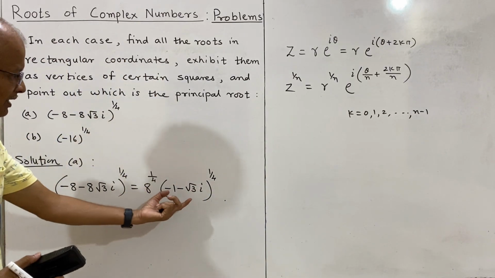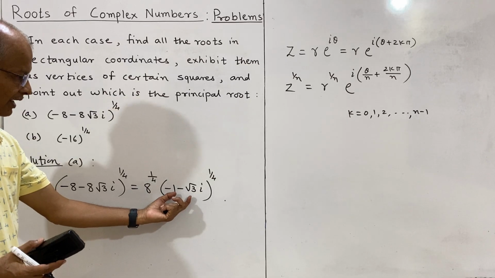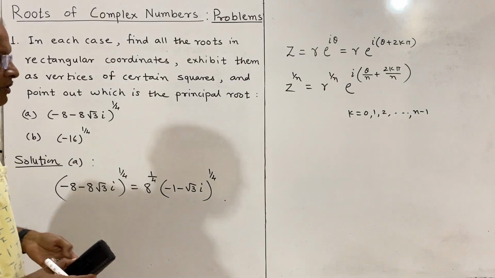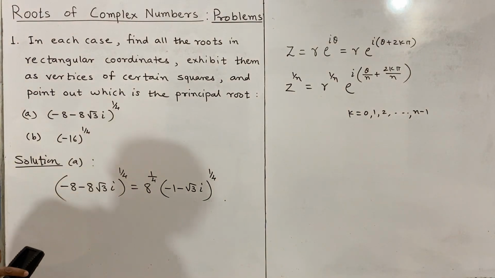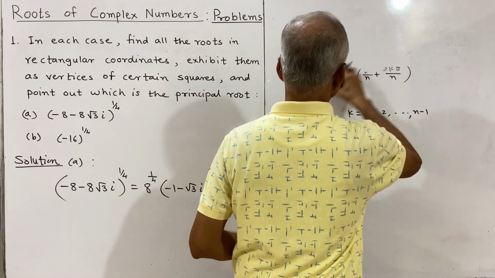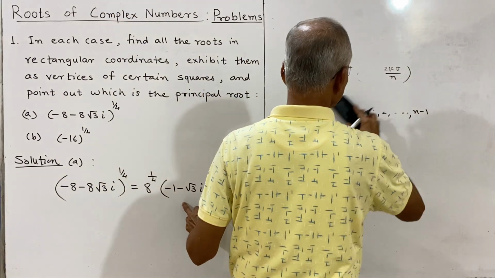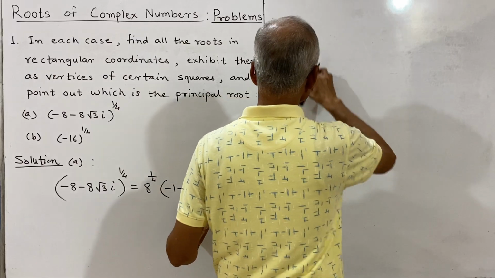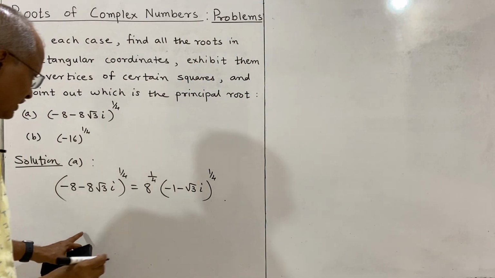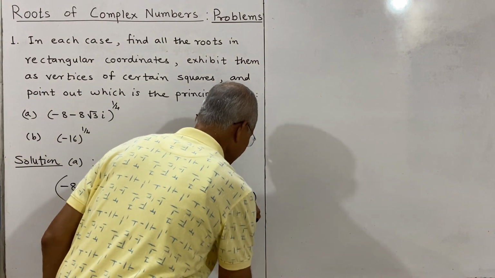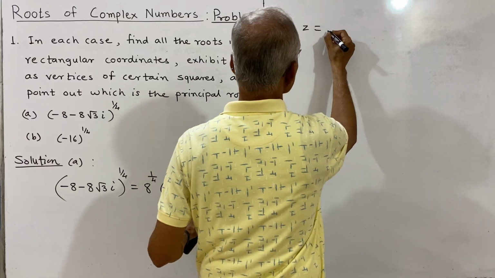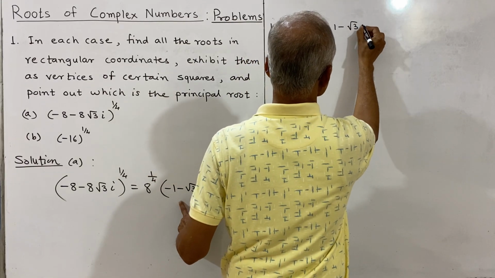Now what we shall consider is this as z, and then we shall express this z in exponential form, and then we take its power as 1/4. So first let z be written as −1 − √3 i. We shall have to write its modulus and argument. So let us suppose this as equation 1.